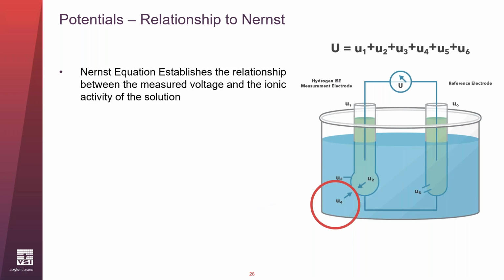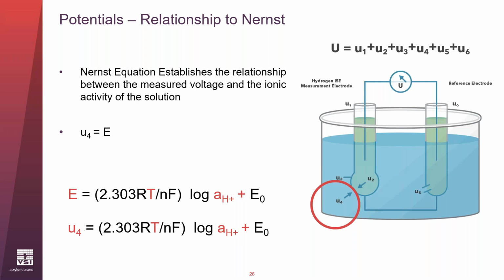So as a reminder, the Nernst equation establishes the relationship between the measured voltage and the ionic activity of the solution. Here is our actual equation. Right now we consider that U4 to be equal to E in our Nernst equation.